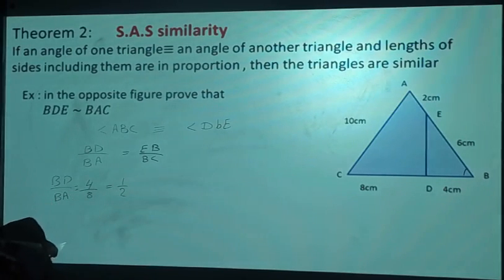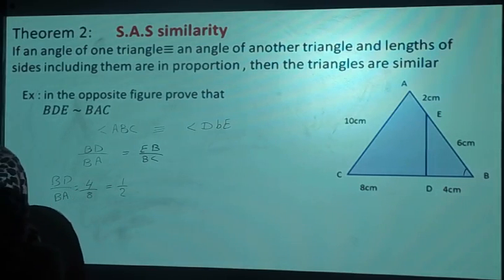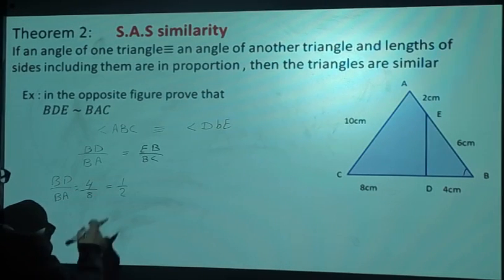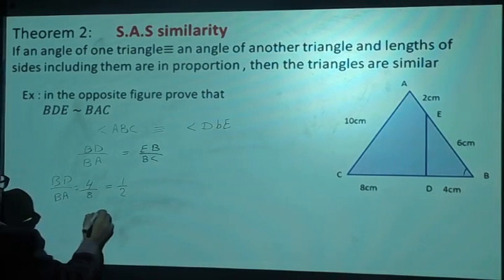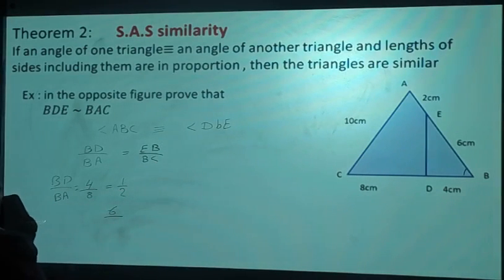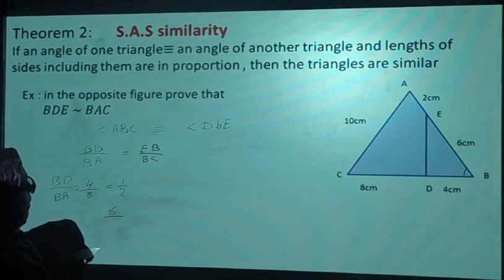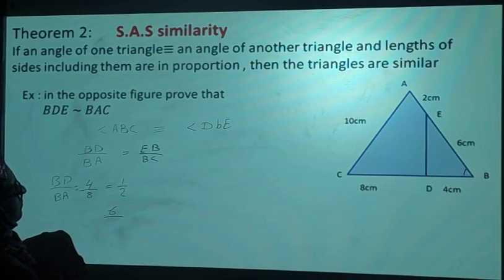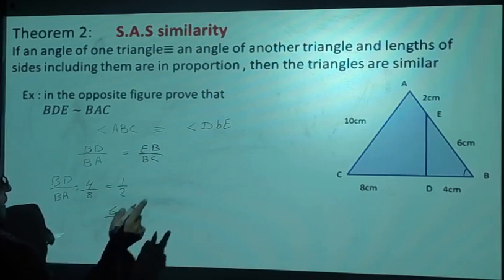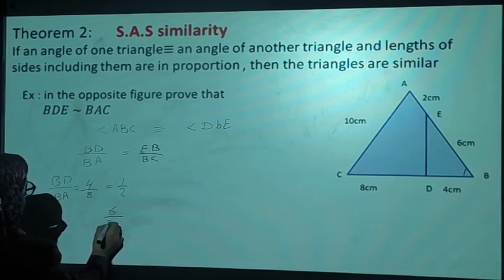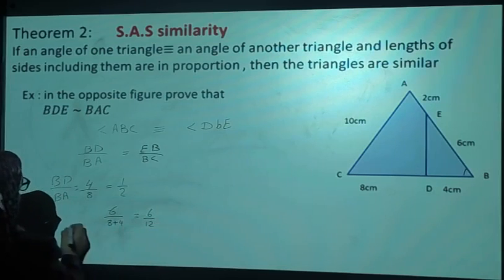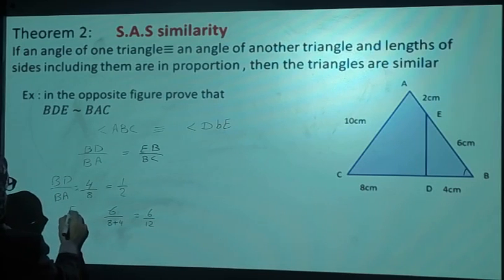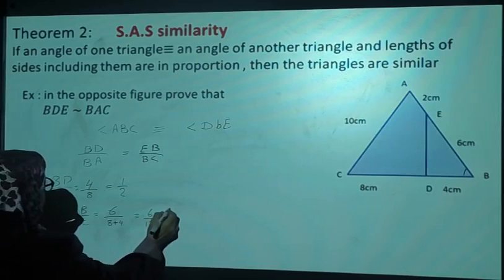Let's go to the second ratio, which is EB over BC. Now, EB is 6 centimeters over BC, which is 8 plus 4. So it is 6 over 12, and again we end up with half.